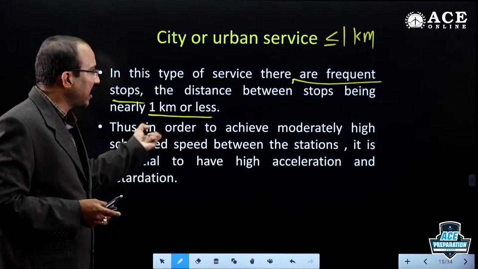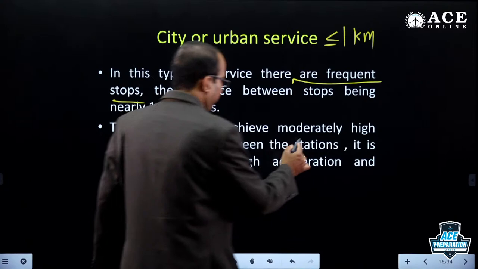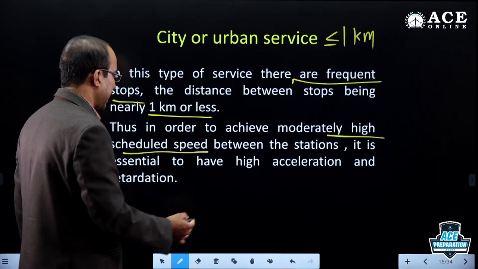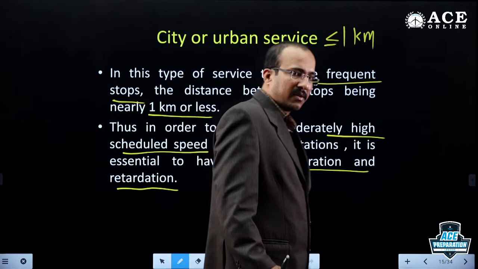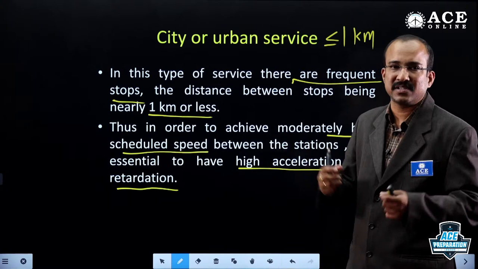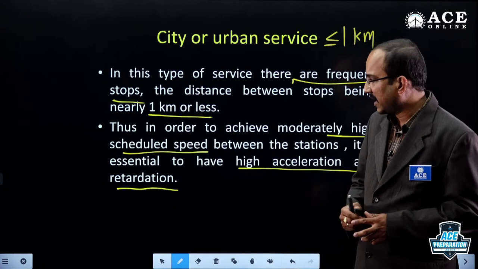We need to have high scheduled speed between the stations, and high acceleration and retardation is required. So in case of city or urban service, you should select the system such that it has high acceleration and retardation.